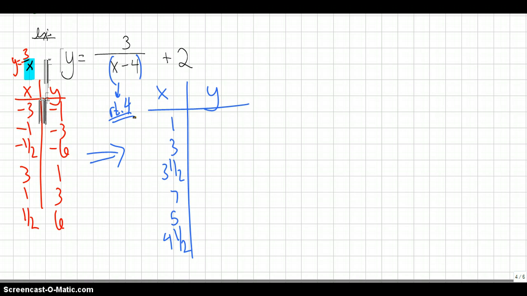The other alteration we have in this problem is this +2 at the end. It's not right next to the x. It's just added on at the very end of it. This is going to affect the y's. It's going to make all of the y values go up by 2. In other words, add 2 onto all of these y values. And we have those 6 points to graph.